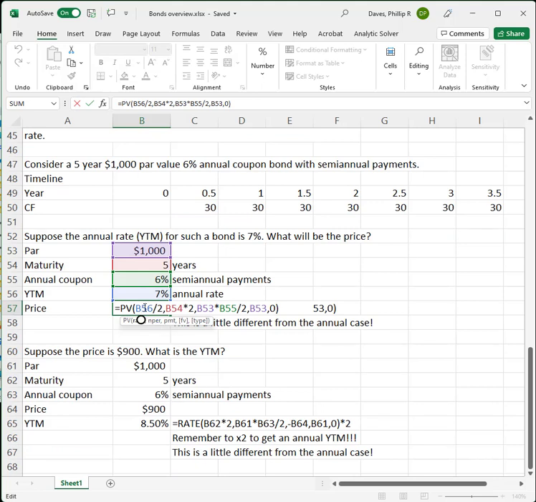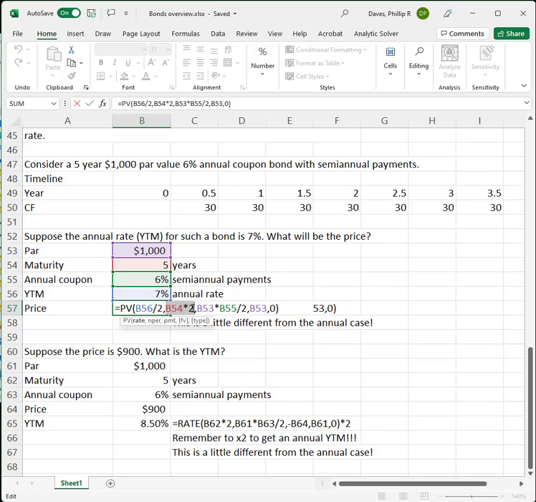So remember, the Excel function PV uses first off the discount rate. The first thing is the discount rate. That discount rate is the yield to maturity, and that's 7% a year, but that's 7% a year divided by 2, or 3.5% every 6 months. That's important to recognize. If this is a semi-annual bond, the semi-annual yield to maturity is half of the annual one. So you've got to divide the rate by 2.